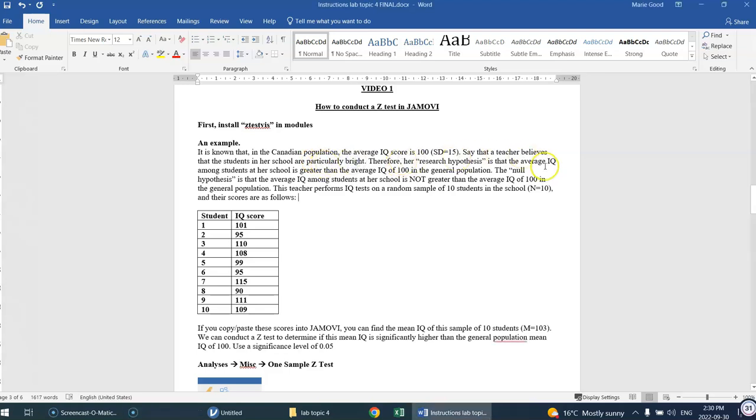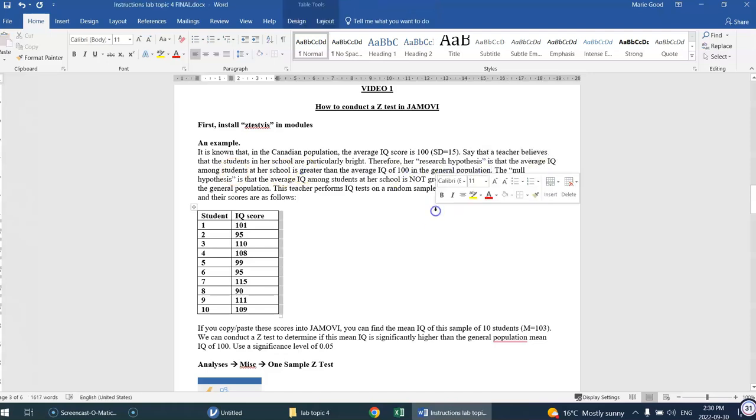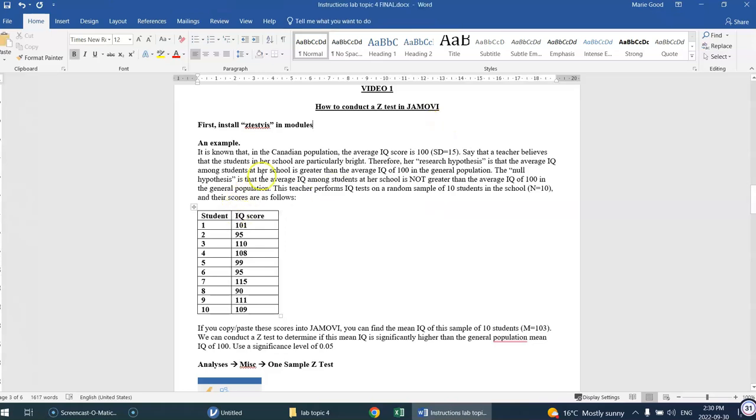So her research hypothesis is that the average IQ among her students is greater than the average IQ of 100 in the general population. In this case, then, the null hypothesis is that the average IQ among students at her school is not greater than the average of 100. And so she's got her research hypothesis, her null hypothesis, and say this teacher performs IQ tests on a random sample of 10 students in her school.